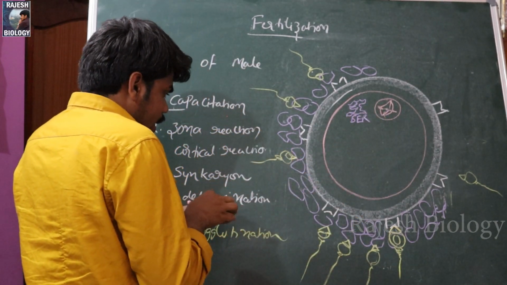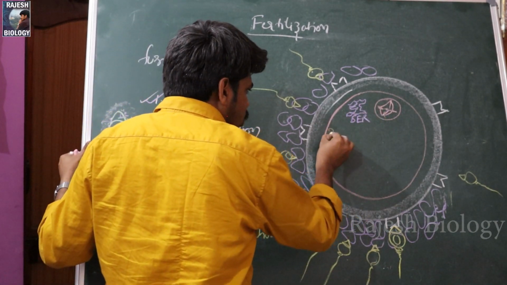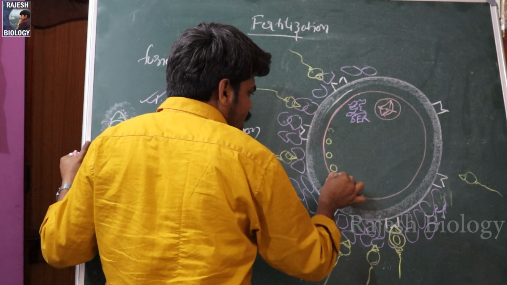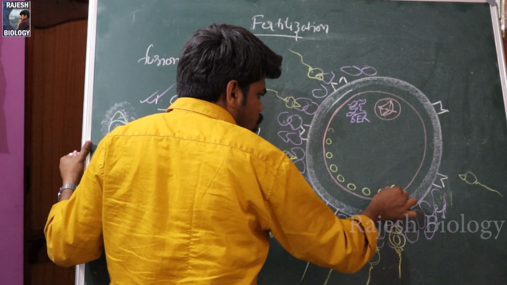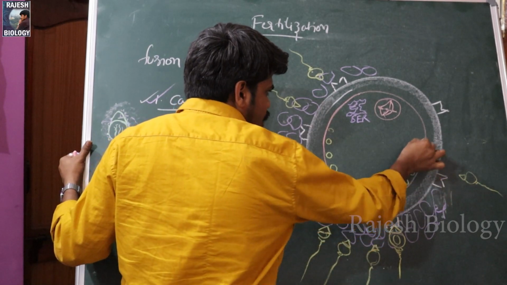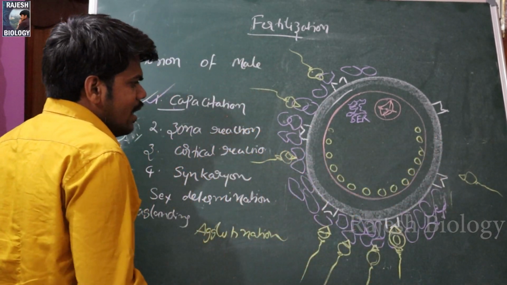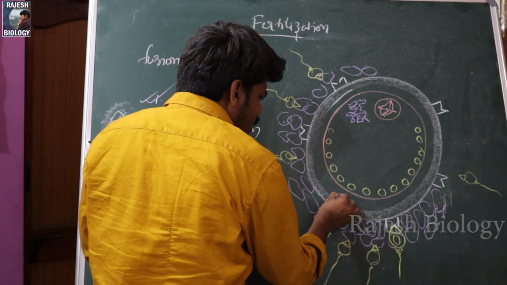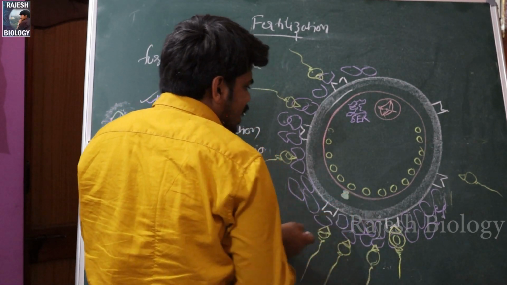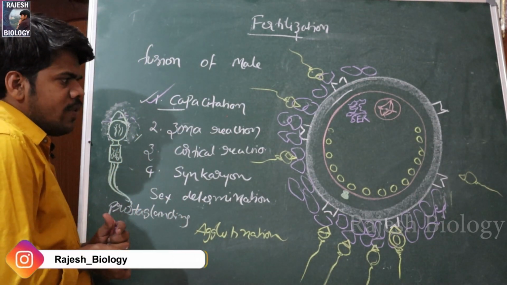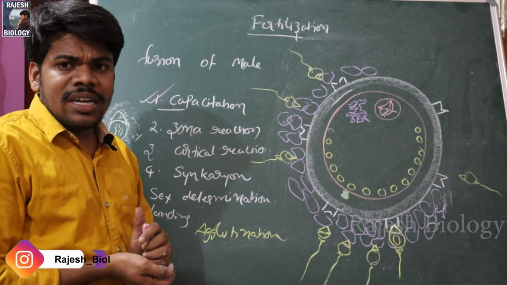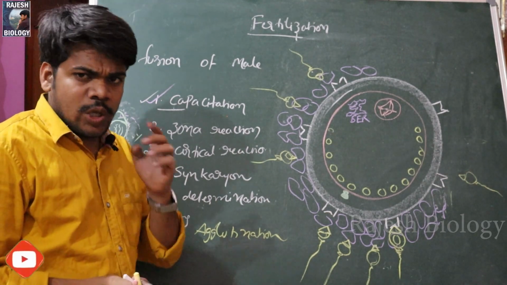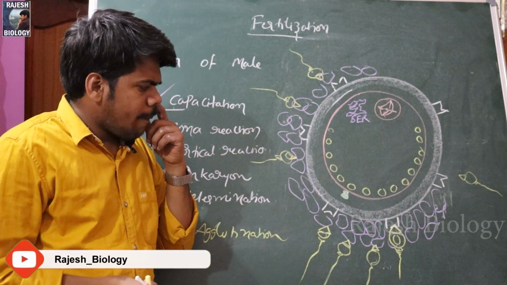Okay. And here some cortical granules are there. Cortical granules are nothing but actually lysosomes. And in this perivitelline space there is a first polar body which is attached to this vitelline membrane. First polar body. This is the actual reaction, the actual position, the actual site.